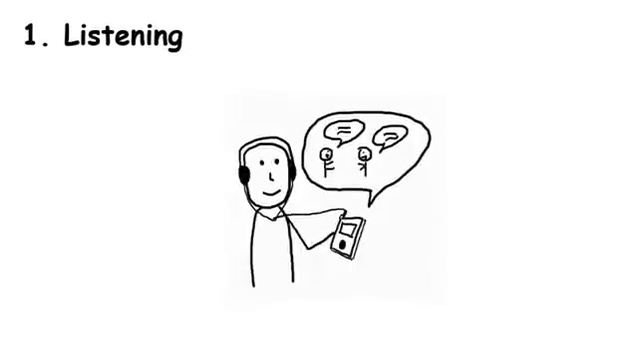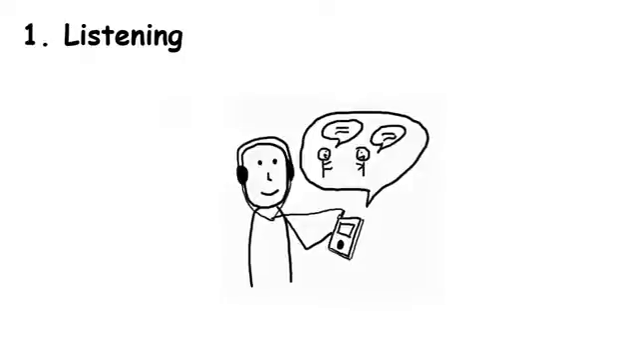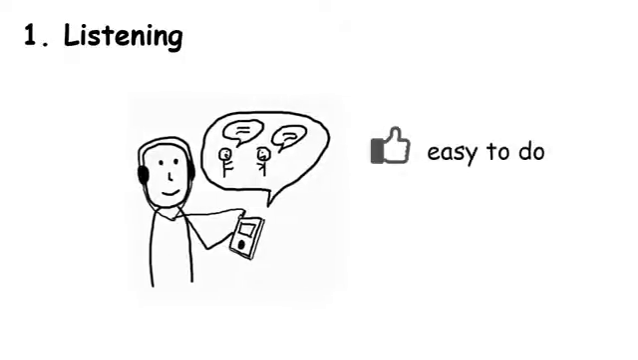The first method is listening. Just listen to English as much as possible. An advantage of this method is that it's easy to do. You can do it while stuck in traffic, while exercising, while waiting in line, and so on. But the main drawback of this method is that it's too passive. Listening alone is not enough. You have to combine listening with some sort of speaking practice.